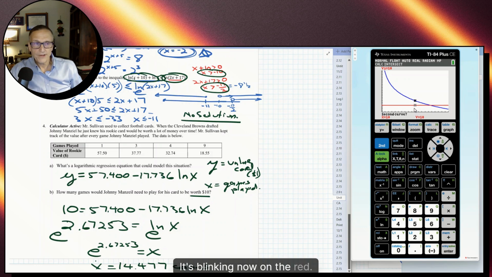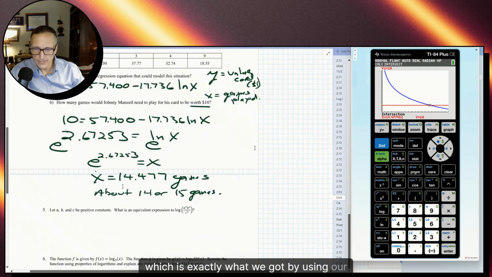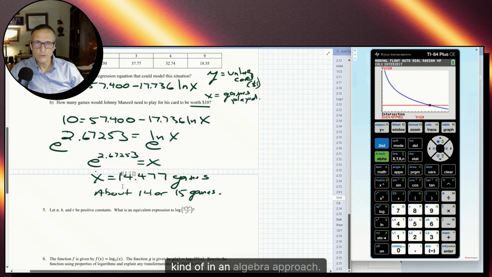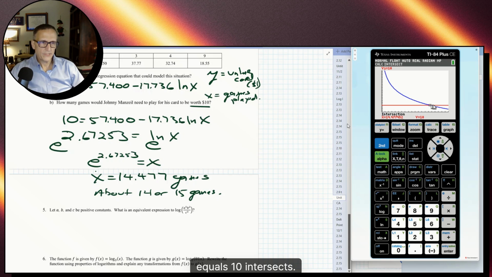It's blinking now on the red. Is that the second curve? Yes. And I'm looking for the intersection, so I hit enter, and it jumps over there and it shows me 14.477, which is exactly what we got by using our calculator in an algebra approach. So it shows me that's where the two lines intersect, where y equals 10. That just tells me the exact value of x when its y coordinate would be 10.